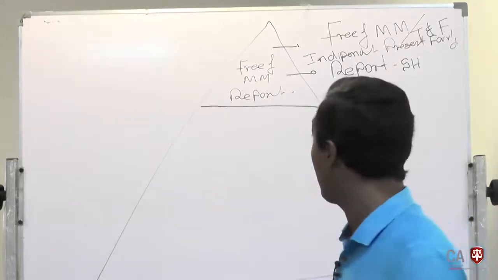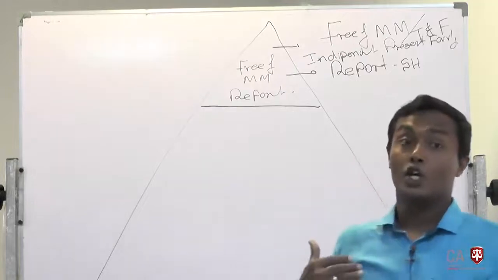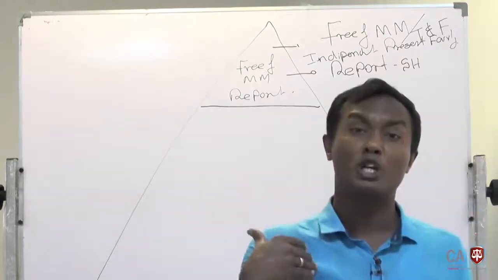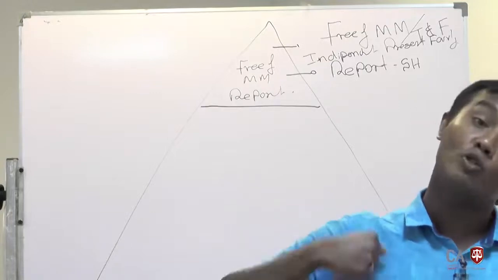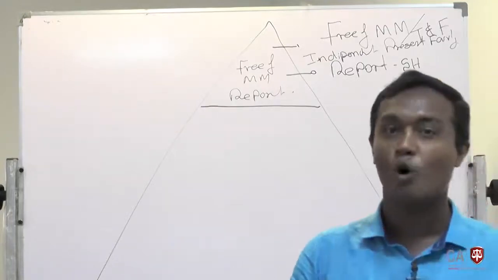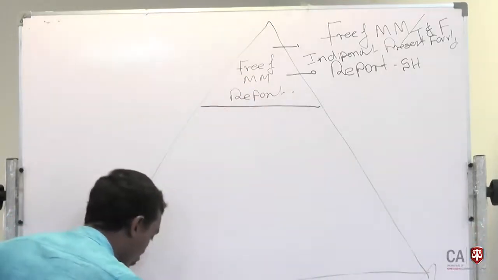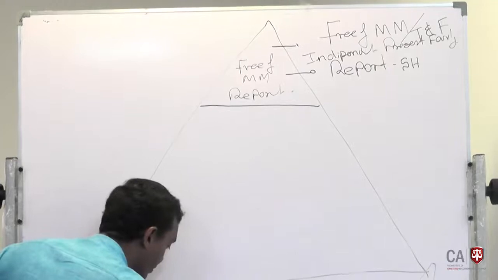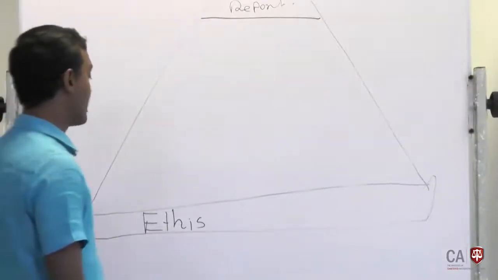So can you give an opinion if you are biased? Say you are an audit partner, you have invested significant millions of money in shares, or your spouse is working in the company. In that context, you cannot give this opinion. Therefore, the fundamental requirement to do an audit is to ensure ethical requirements are met.